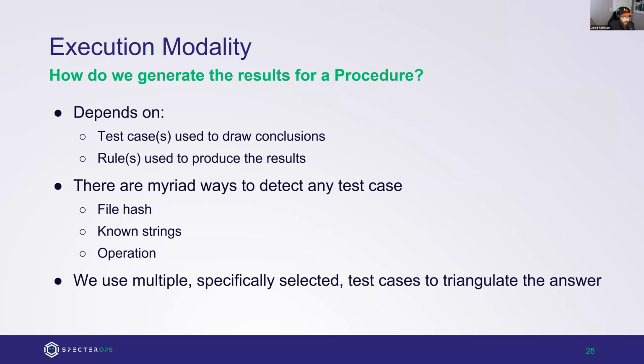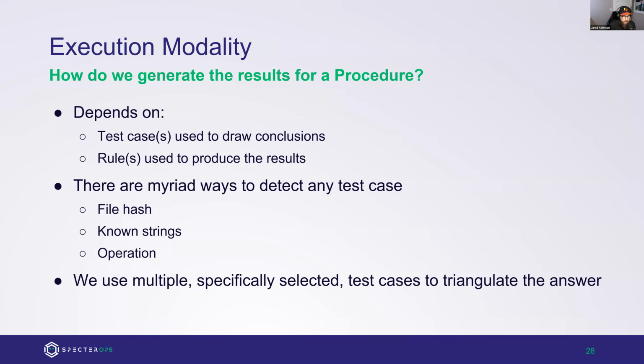But we have the test cases, which are the samples that we're going to execute to try to stimulate some result, and then we have the rule that is being used to basically build the claim, right? So the claim is we detect user hunting. Presumably that means that there's some rule somewhere that is going to produce an alert if user hunting were to occur, right? And so the problem is that there's myriad ways to detect any given test case, right?